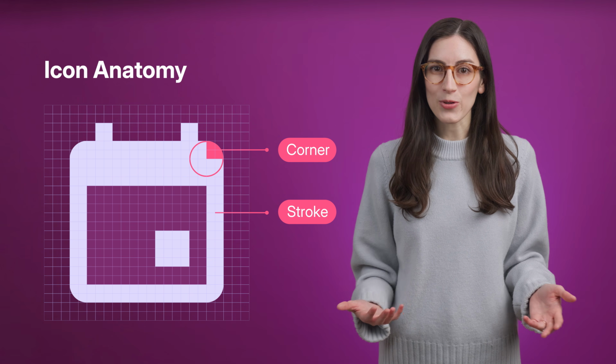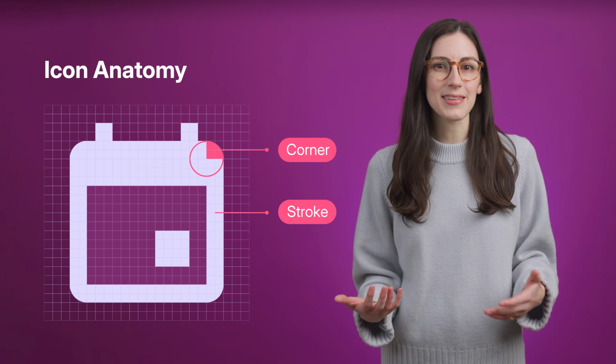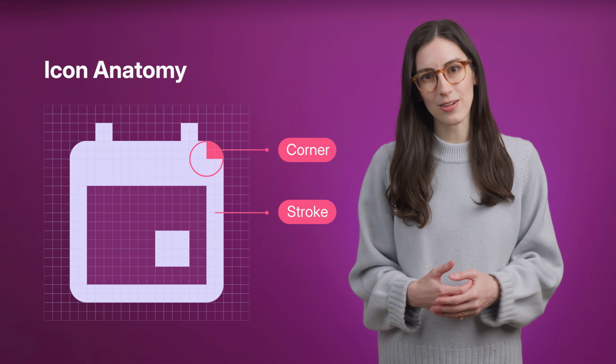Those seemingly simple strokes and corners can be customized to create unique shapes and styles. Strokes can vary in their weight, which is how thick the border is. An icon with a thicker stroke will appear visually heavier and more dense than one with a thinner stroke.